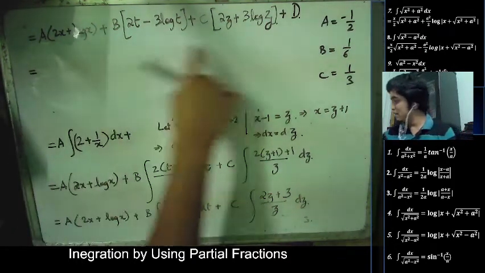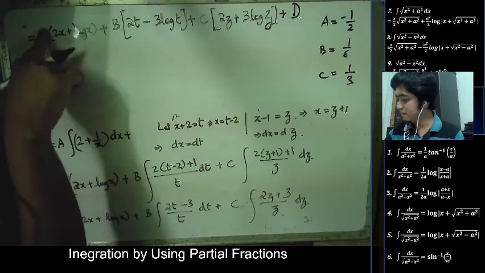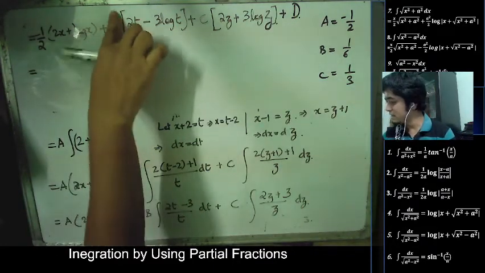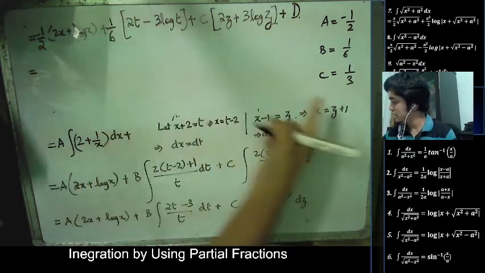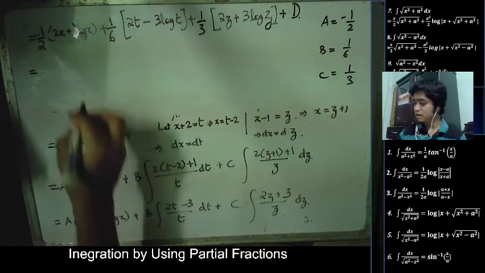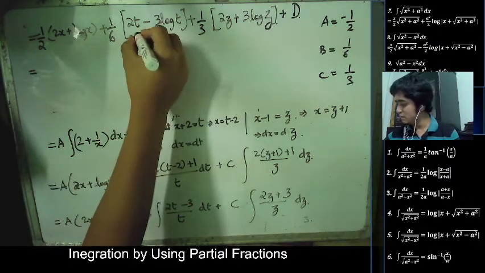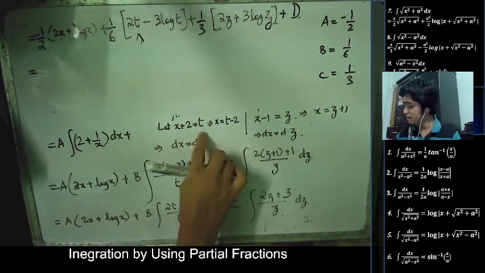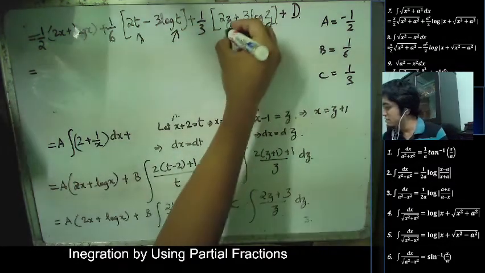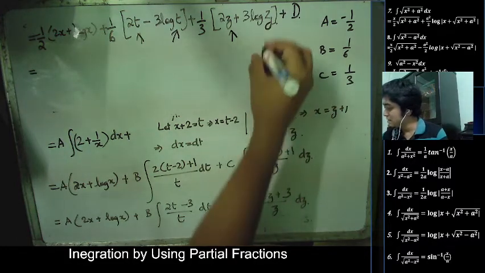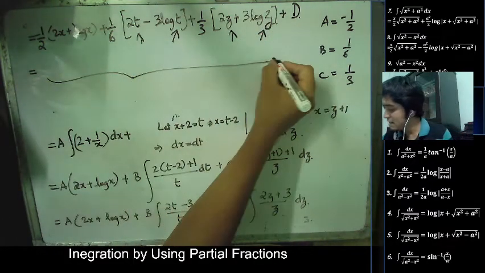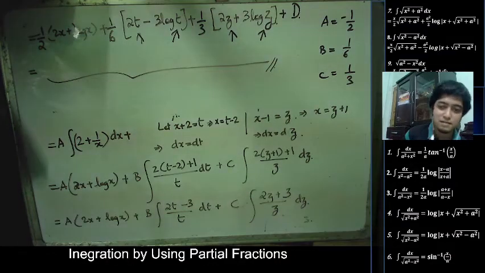Since this is done, I can now substitute the value of a. a will be minus 1 by 2. b is 1 by 6. And c is 1 by 3. Now what I will do next, I can substitute the values of t from over here. t will be x plus 2. Substitute it there. And similarly, substitute the value of z equal x minus 1 over there. So you can write it in this line. That will be the final answer. I hope that is clear.